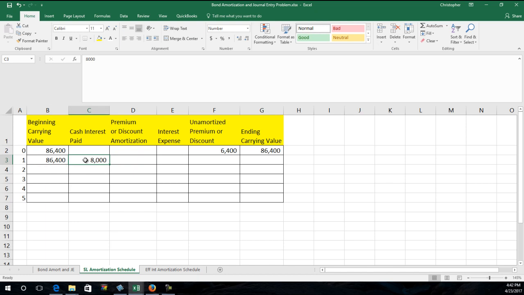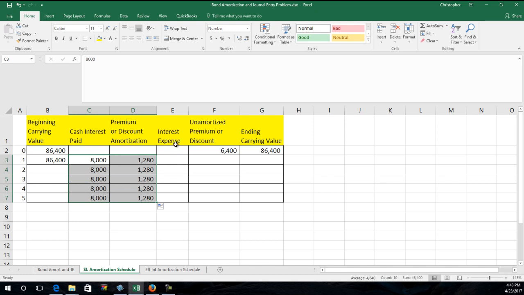Now, under the straight line method, we take a look at the premium in this case, and we amortize it equally over the 5 years. So if we take the $6,400 divided by 5 years, we're going to get approximately $1,280. Now, these are rounded numbers, by the way. The good news is we can calculate the cash interest paid, and for that matter, the premium or discount amortization. It's the same amount for every year under the straight line method.